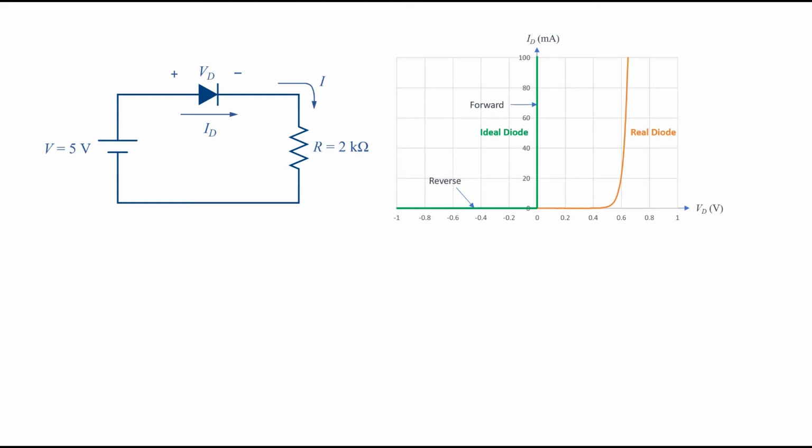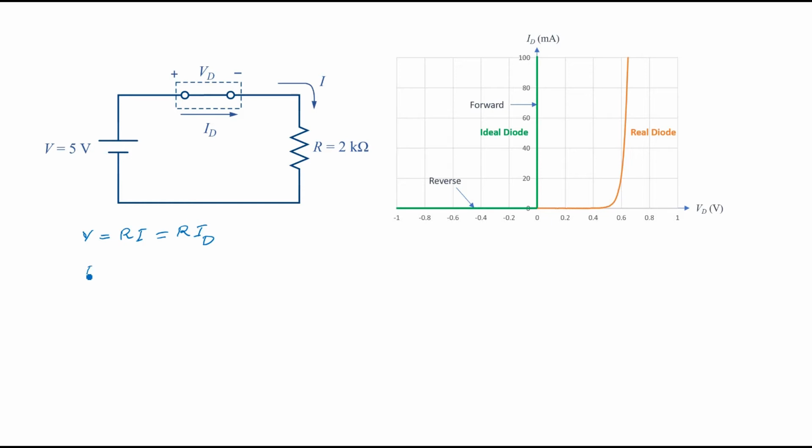To calculate the current, we simply replace the diode with its model or equivalent circuit in forward bias, which is a short circuit. Then we can write a KVL in this loop. We have V equals to R times I and equal to R times ID. The current in the loop is the current in the diode.